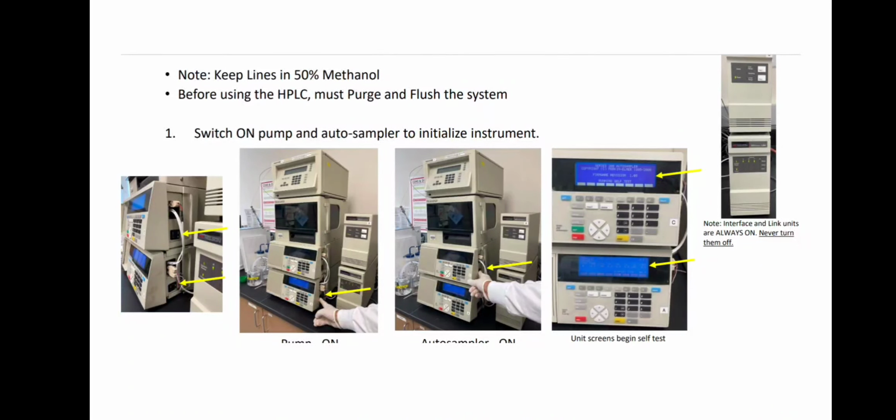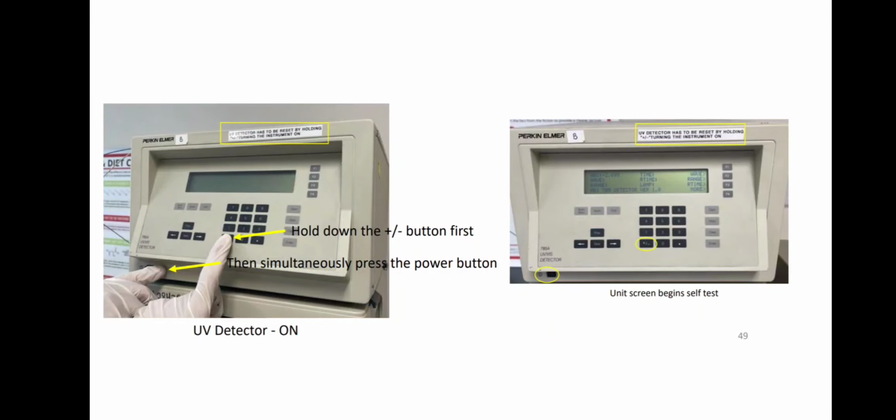First, switch on the pump and autosampler to initialize the instruments. The screens will begin a self-test, while the interface and link units should always remain on. To turn on the UV detector, hold down the plus and minus buttons first. Then, simultaneously press down the power button. The unit screen will begin a self-test, ensuring the UV detector is functioning correctly.